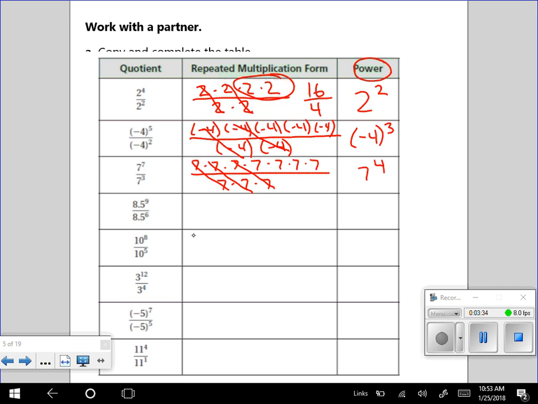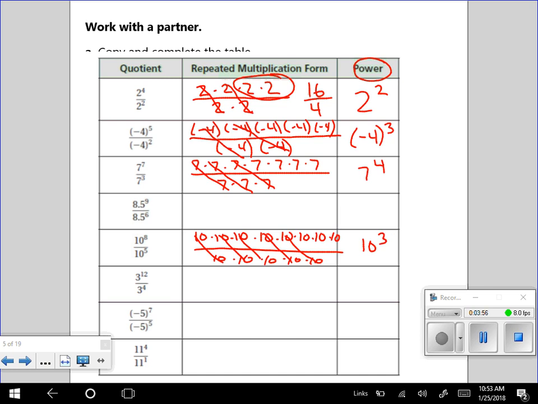I'm going to jump down to these just to not have to write as much. So cancel, cancel, cancel, cancel, cancel. We're left with 10 to the 3rd.